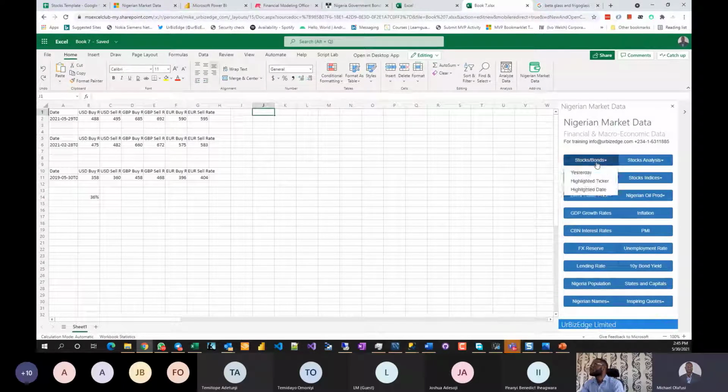So even stocks and bonds, you can click on it, and this time around you're going to get the data. I clicked on it now.